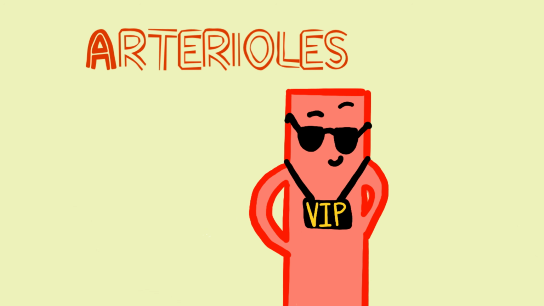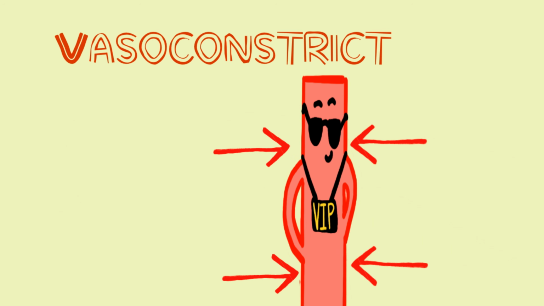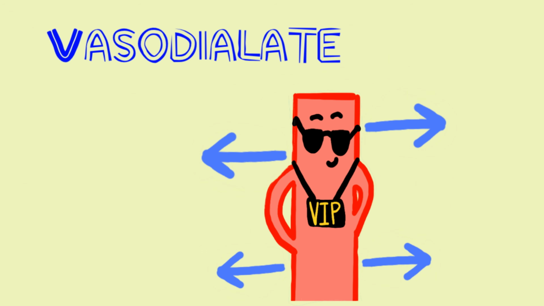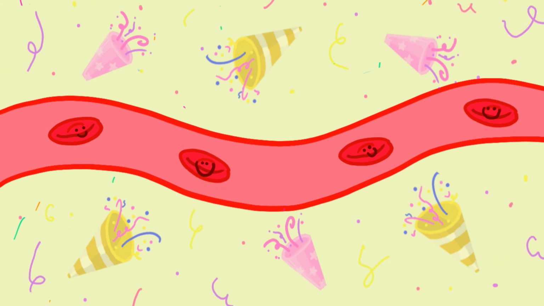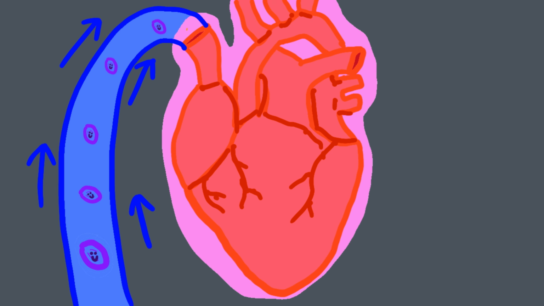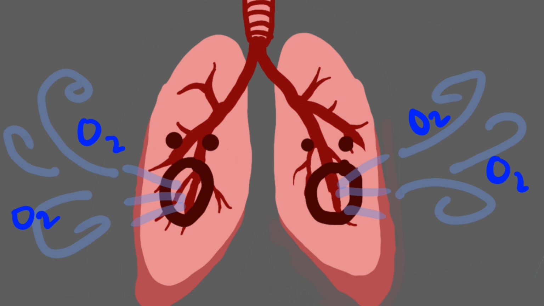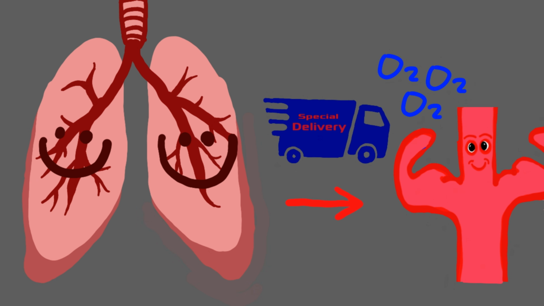The arterioles are important parts of the arterial system because they make themselves smaller, or vasoconstrict, and they make themselves larger, or vasodilate, to regulate normal blood flow. They do this to ensure that blood gets back to the heart to get oxygen from the lungs that is then delivered to the arteries again.